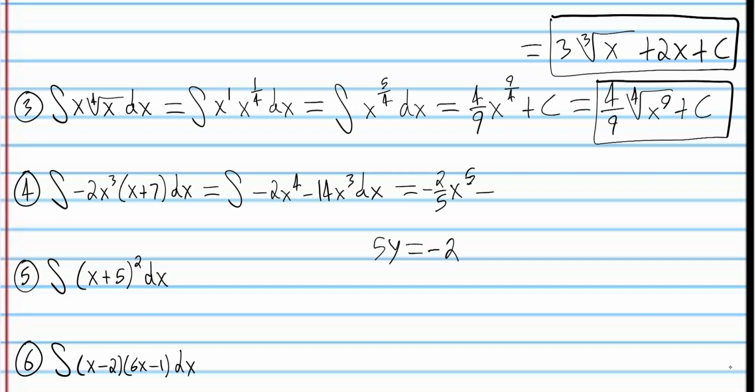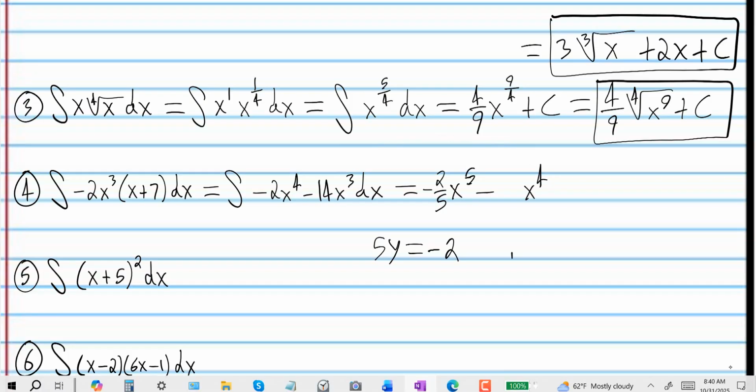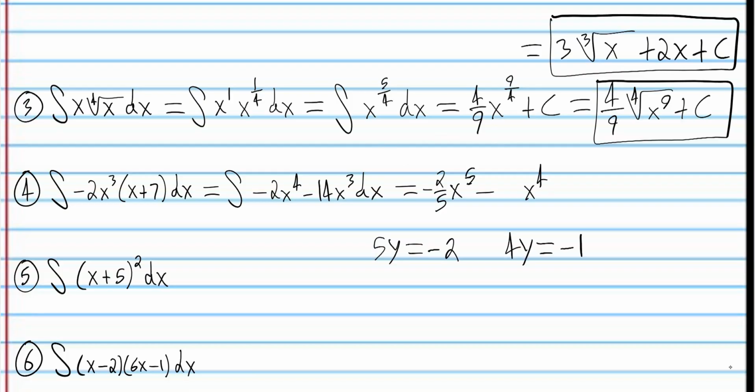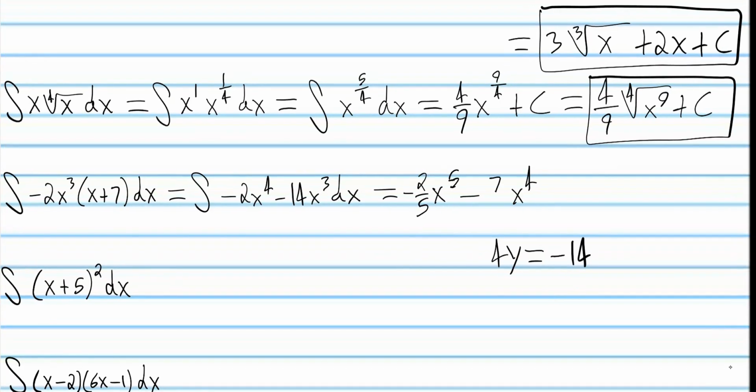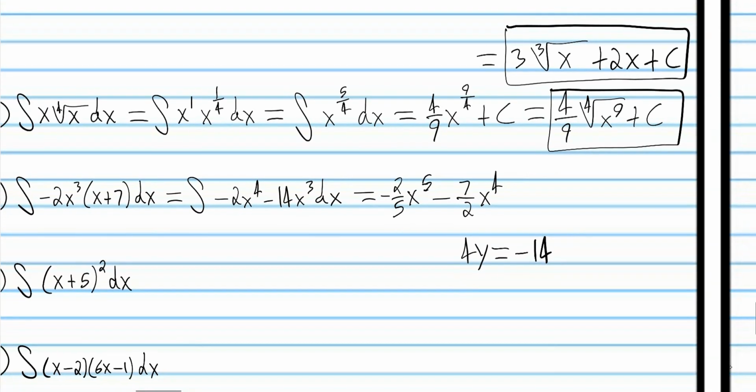Now, over here, we're going to have x to the fourth power. Again, we have to add 1 to the exponent. And when we go backwards and find the derivative, we're going to have to bring that 4 down in front and multiply it into something so that we get -14. So what is that value? Well, it's -7/2. And you can confirm that that works by finding the derivative again. Don't forget to add your c value.